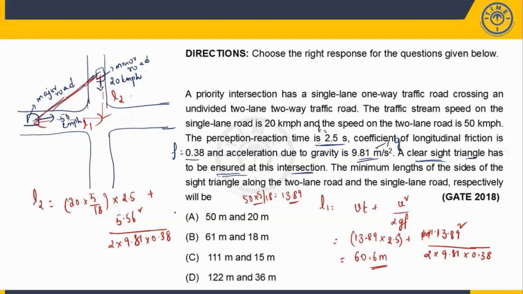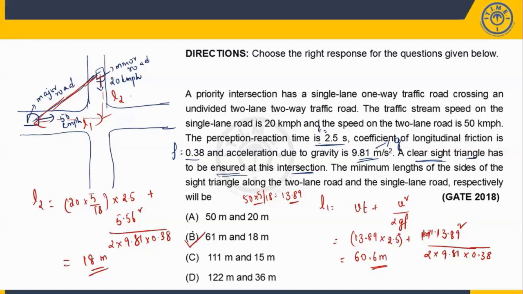5.56 square upon 2 into 9.81 into 0.38, it's 4.14, the second term. So we are getting 18.04. 18 meter. Do we have an option? Shall we go with it?